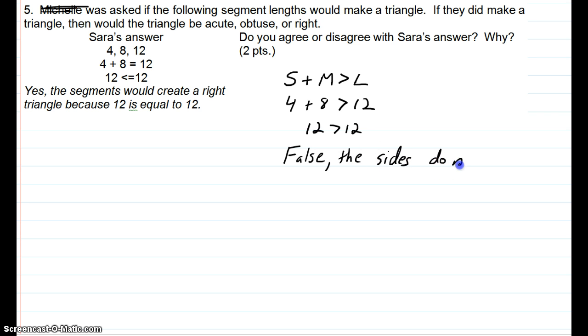So if they do not make a triangle, then we don't have to worry about the second part of it being acute, obtuse, or right, because it's not a triangle at all.